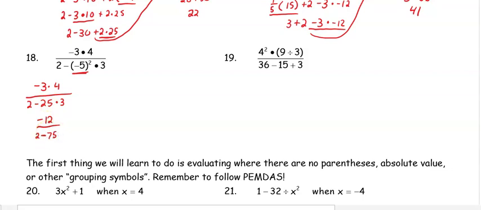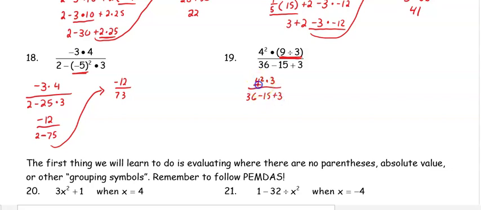2 minus 75 gets us 73. So we have negative 12 over 73, and negative 12 over 73 does not reduce, so that is our final answer. In 19, the first thing we have is a parenthesis in the numerator, so 9 divided by 3 is 3. So we have 4 squared times 3 over 36 minus 15 plus 3.